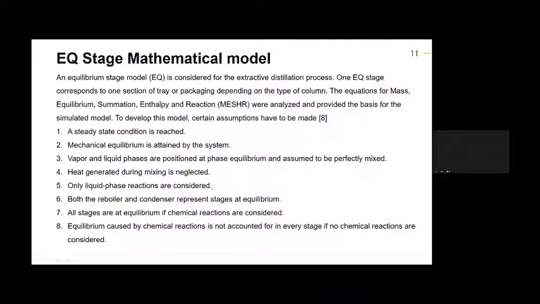And only liquid phase reactions are going to be considered. Any vapor phase reactions kind of complicate the equilibrium stage mathematical model, and just to make things easier, we will only be considering liquid phase reactions. Then again, both the reboiler and condenser also represent stages of equilibrium. And all stages of equilibrium, if chemical reactions are considered, but since we don't have any reactions, that's why this condition is not really valid. And finally, equilibrium by chemical reactions is not accounted for.